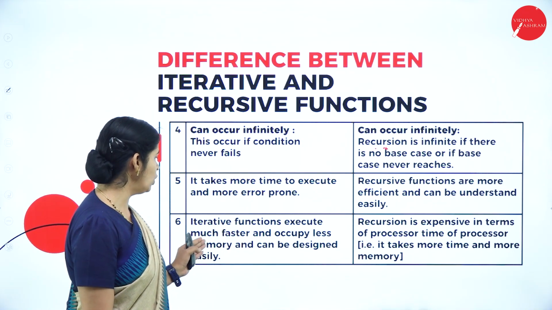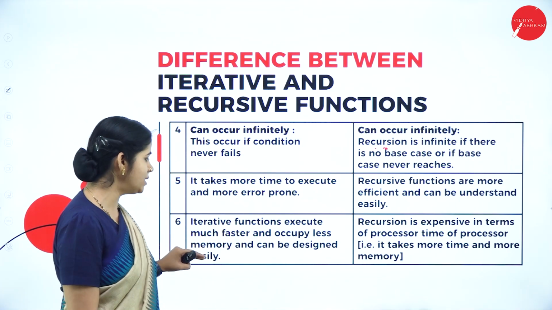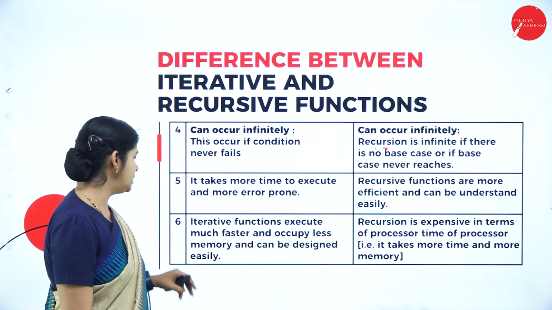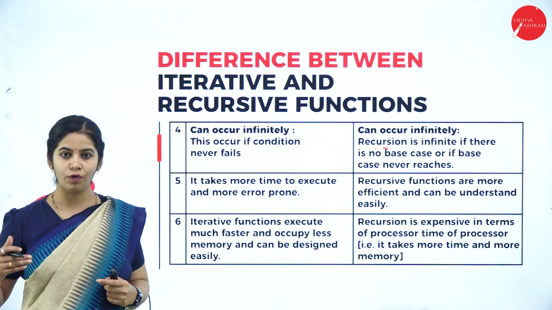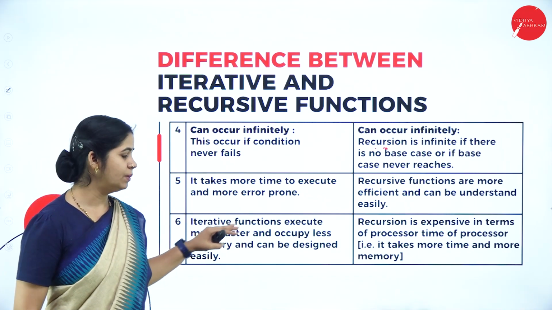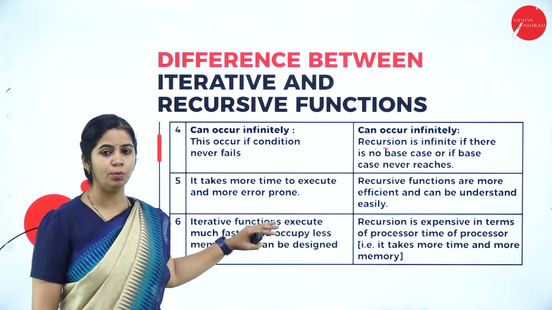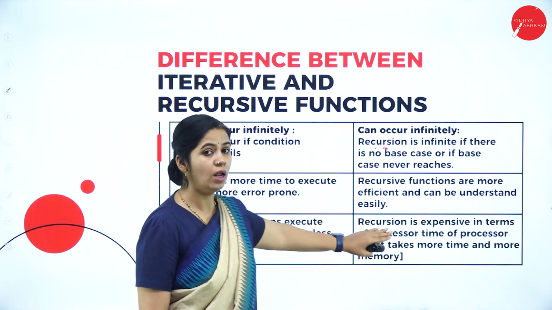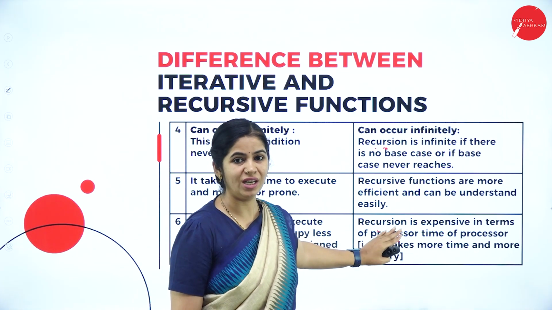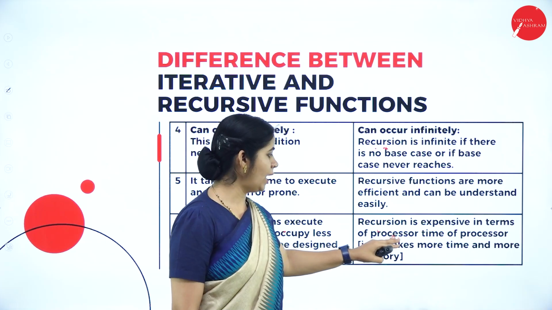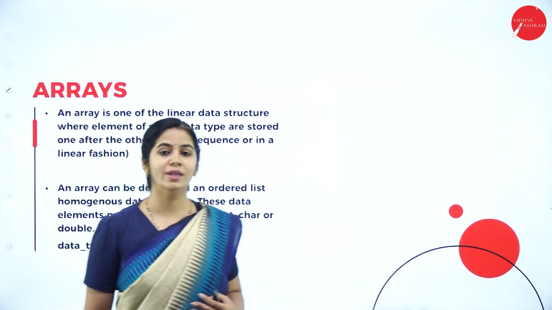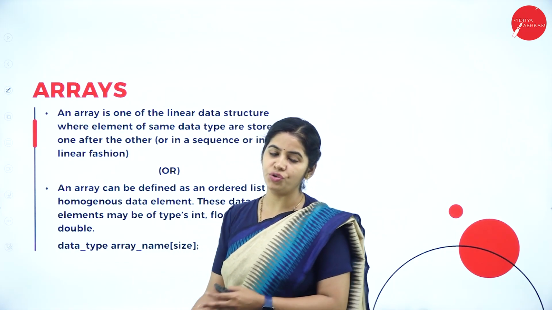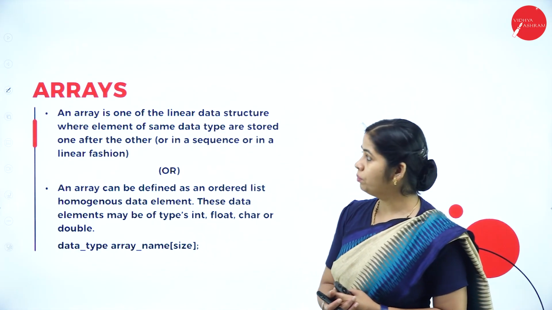Iterative functions execute much faster, occupy less space, and can be designed easily. As we are going in sequence of order to execute, it is less memory consuming and less time consuming. As we are dealing with the depth of recursion, it is more time consuming and will have more memory also. So this is all about the difference between the iteration procedure and the recursion procedure.